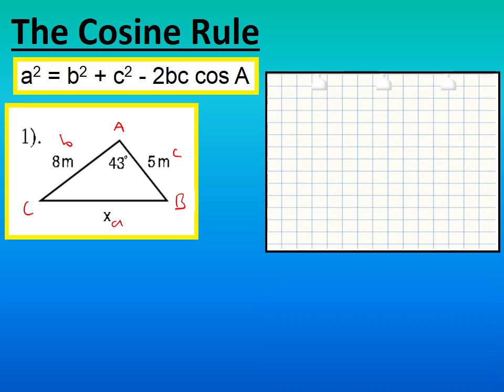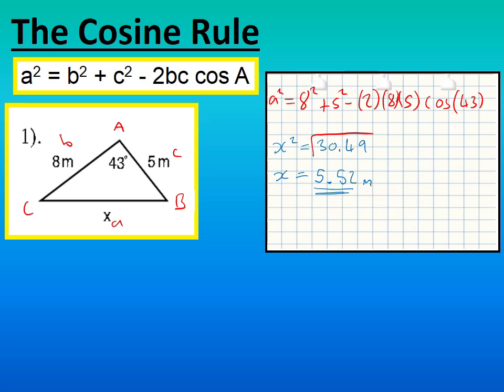And then all we do is substitute that straight into our formula, which says a squared, in our case is x, a squared equals b squared plus c squared, take away 2 lots of b c times cos 43. Into your calculator, that's going to give me that x squared equals 30.49. So to work out x, I need to square root this, which gives me 5.52. The value of x is 5.52.